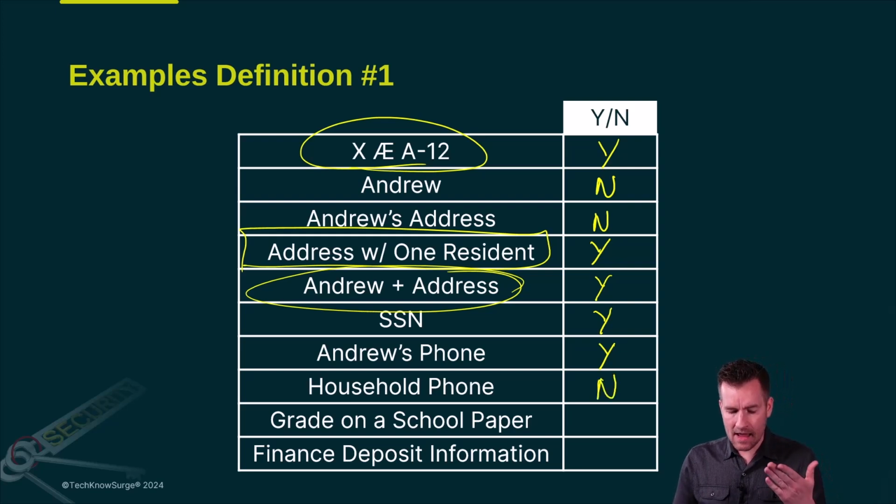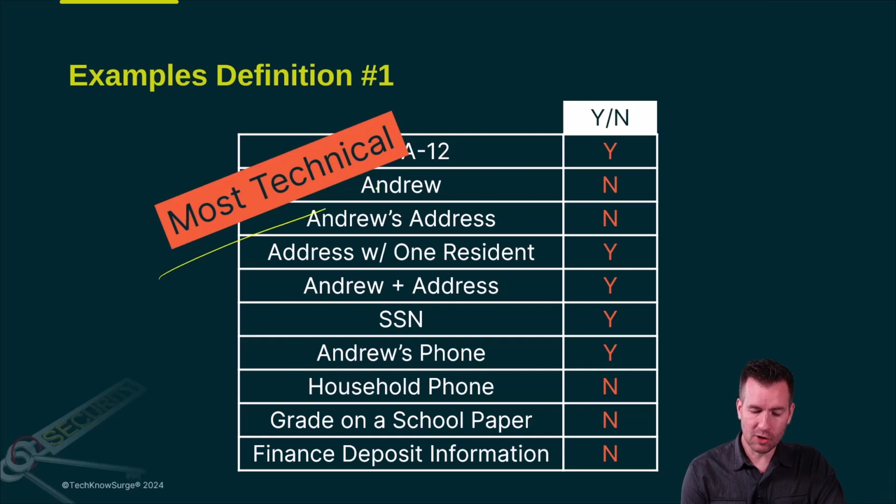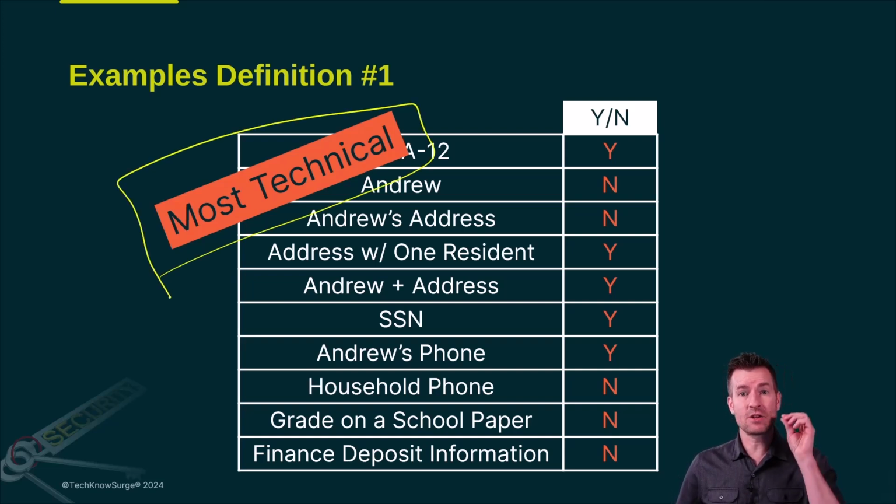If I have a grade on a school paper, hey, I got an A on this paper that I had to turn into my math class, let's say, that right there is not personally identifiable information. If I have some sort of financial deposit information, maybe I deposited a check, then that would be no. That does not personally identify who I am. I like this definition because it's the most technical, and it really drives to the heart of what personally identifiable information actually is and what it's supposed to represent.